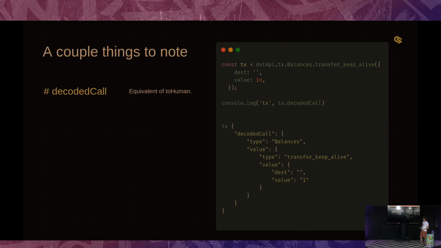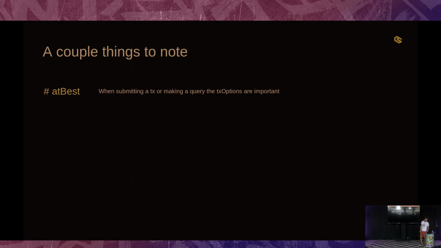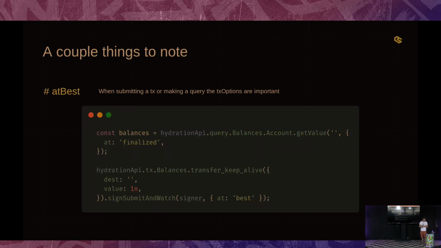You get some nice decoded stuff, and that's the equivalent of toHuman. All right. One thing that is kind of different as well, a bit like the compatibility token, is some new things that come with PAPI. It's not crazy hard, but if you hear it once, maybe you'll understand a bit better when you come and see this. Whenever you do anything like a query or transaction with Polkadot API, like querying the balance of an account, here using the hydration API, query balance account get value, you're supposed to pass an address.